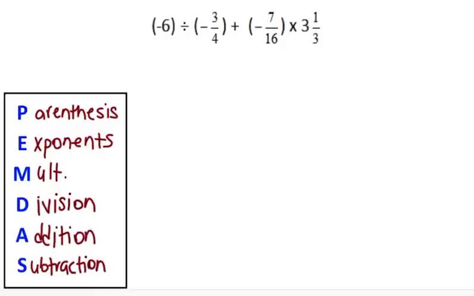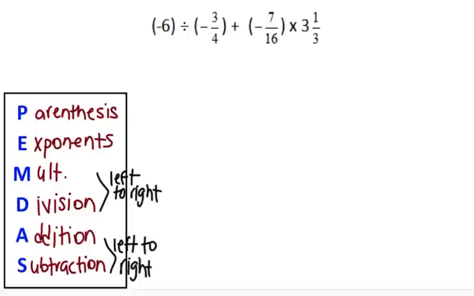However, something that is important to remember is when you have multiplication and division, you always work from left to right. The same rule goes for addition and subtraction, left to right.